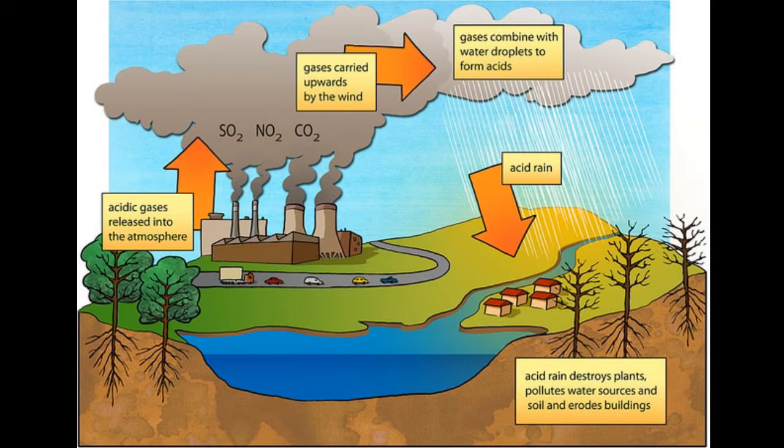Nitrogen oxides can also be produced naturally by lightning strikes and volcanic eruptions too. So it doesn't have to only be human-made things that are causing this acid rain. And what ends up happening is this acid rain can destroy plants, it pollutes water sources and soil, and it can also erode buildings. So overall, we need to try to help prevent this from occurring as often as possible.